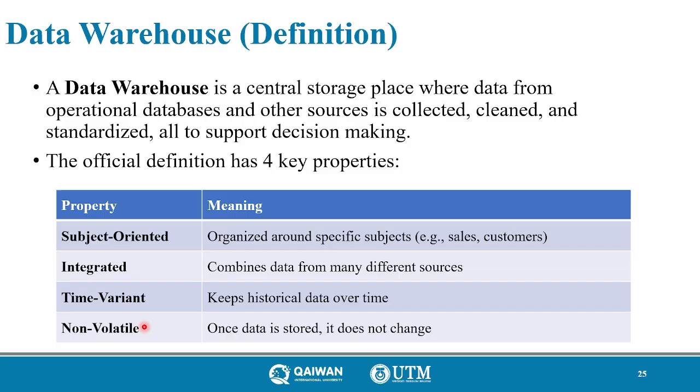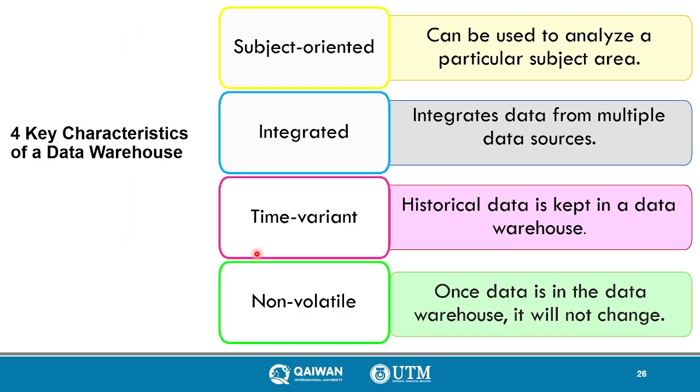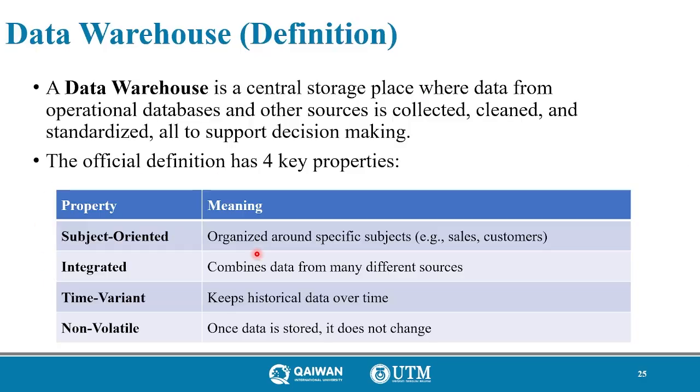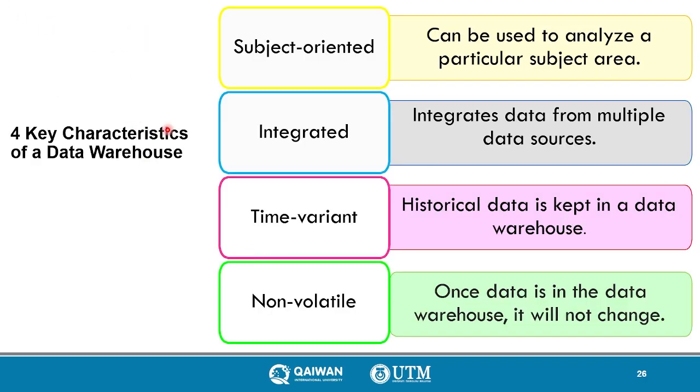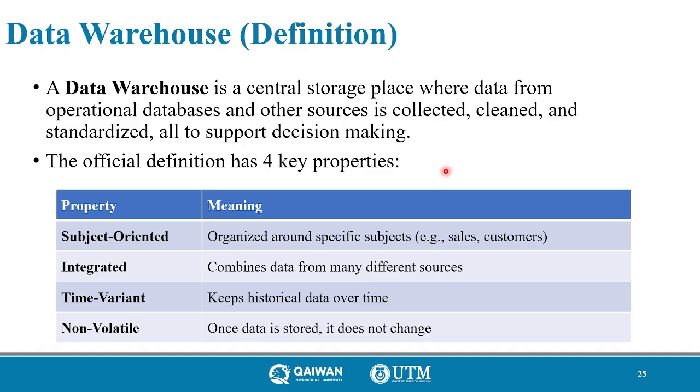Now, these are just these. So we have it in two slides. Now, either we call them characteristics or we call them properties. Properties and characteristics are the same. Now, subject-oriented means organized around specific subject, integrated means combined data from many different sources, time variant keeps historical data over time, and non-volatile means once data is stored, it will not be changed in a data warehouse.